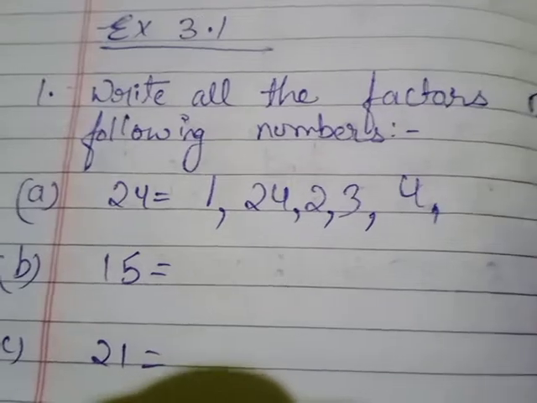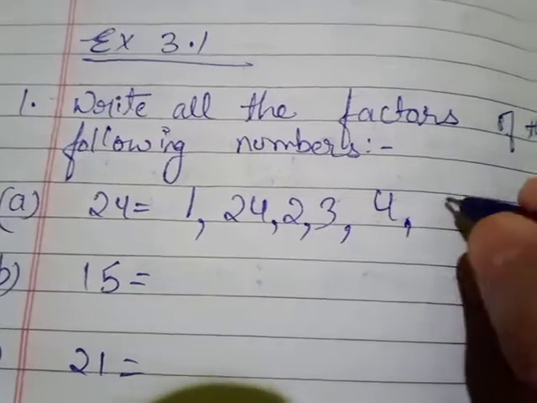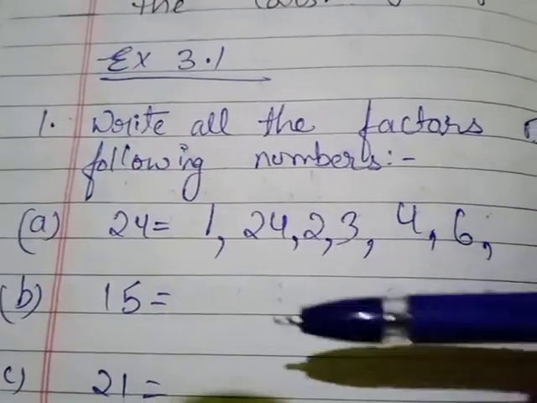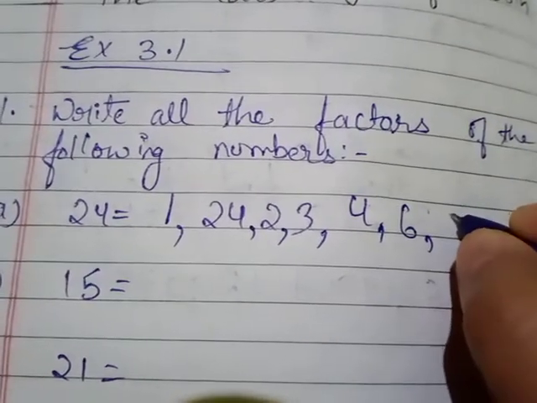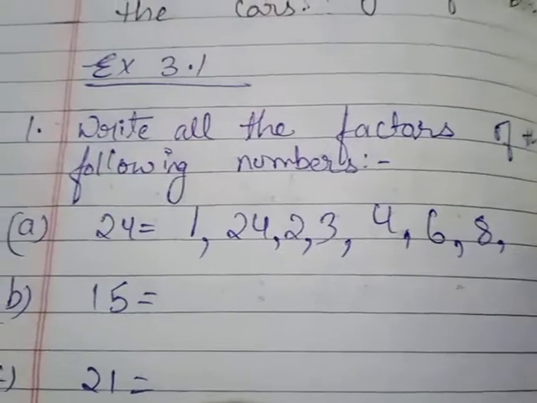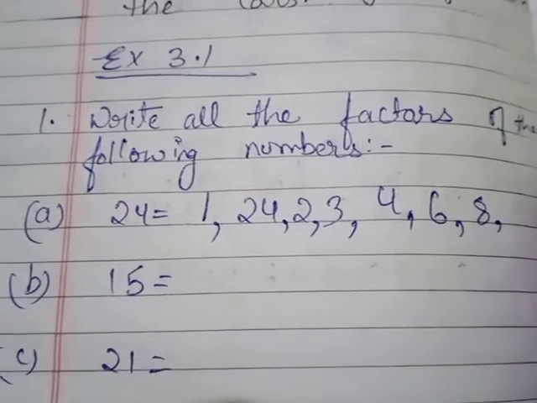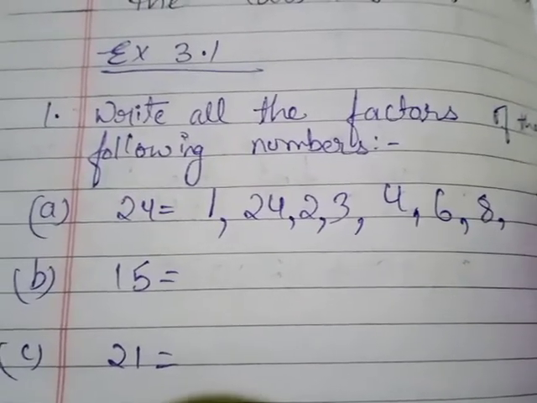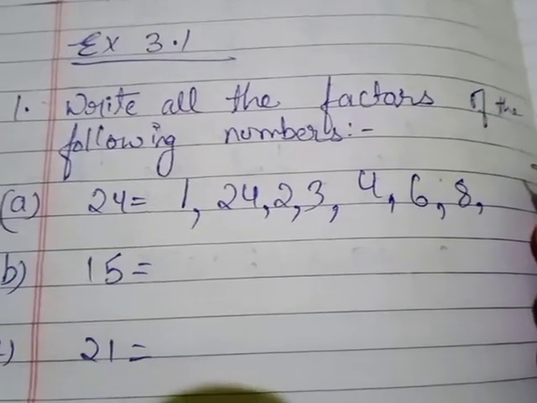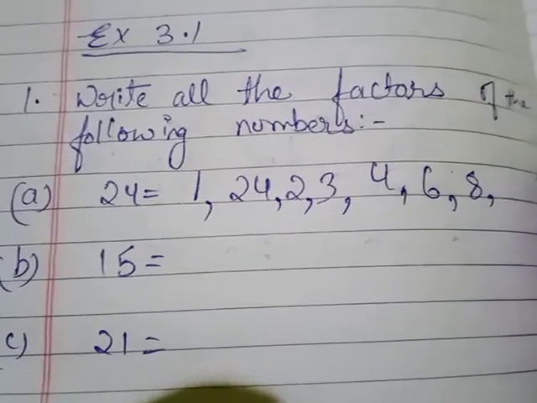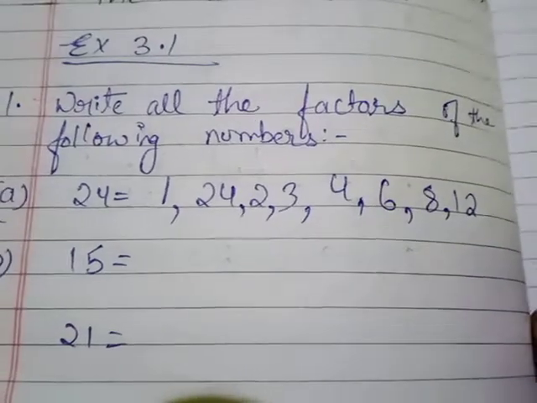Then 6: 2 is its factor, 3 is its factor, so 6 directly becomes a factor. 7, no, because it is an even number. What about 8? 8 threes are 24, so 8 will also be a factor. 9, no, because 4 plus 2 is 6, which does not come in the table of 9. 10 also no, because the ones place is 4, not 0. 11 also no, because when you add and subtract the alternate digits you get 2, which will not come in the table of 11. 12 will be there, because 12 twos are 24.